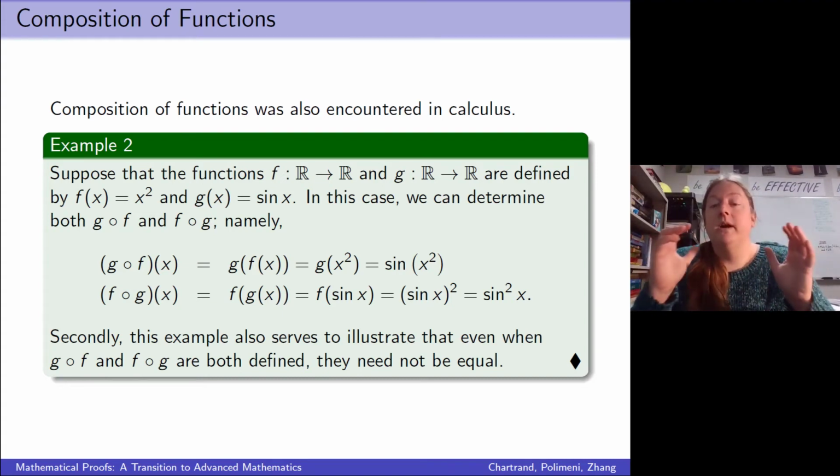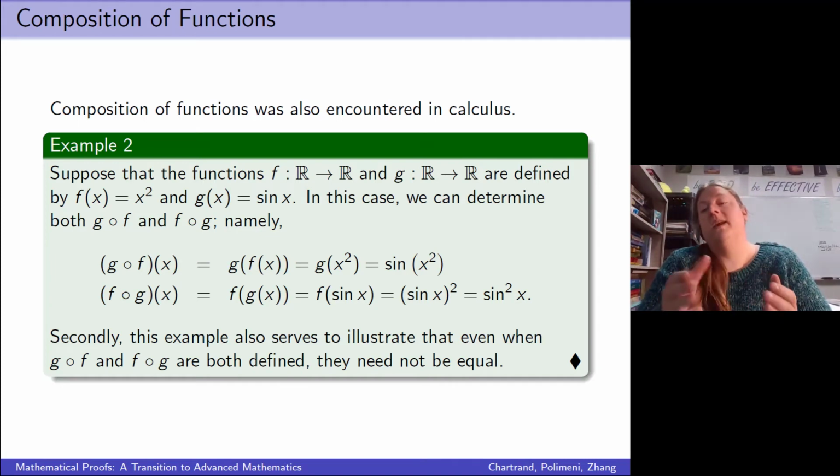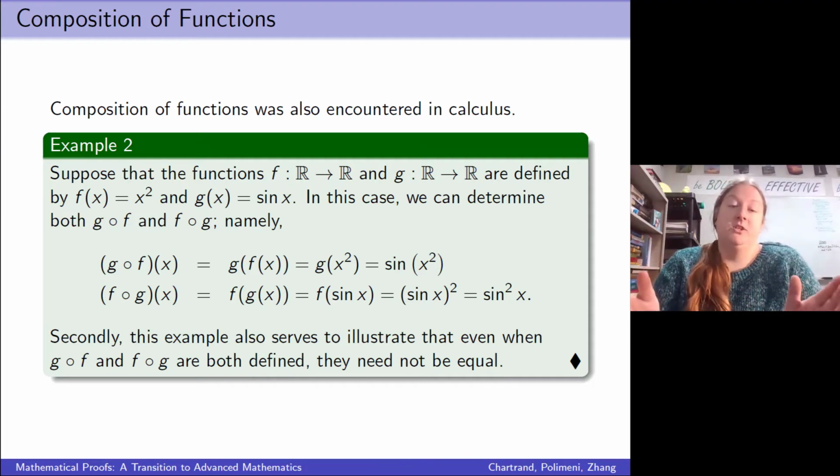So we're squaring sine of x. So we have sine squared x. Now notice, in both of these cases, the codomain of F matches the domain of G, and the codomain of G matches the domain of F. So both G of F and F of G are defined, but they're not necessarily equal. So the order that we compose our functions in matters.